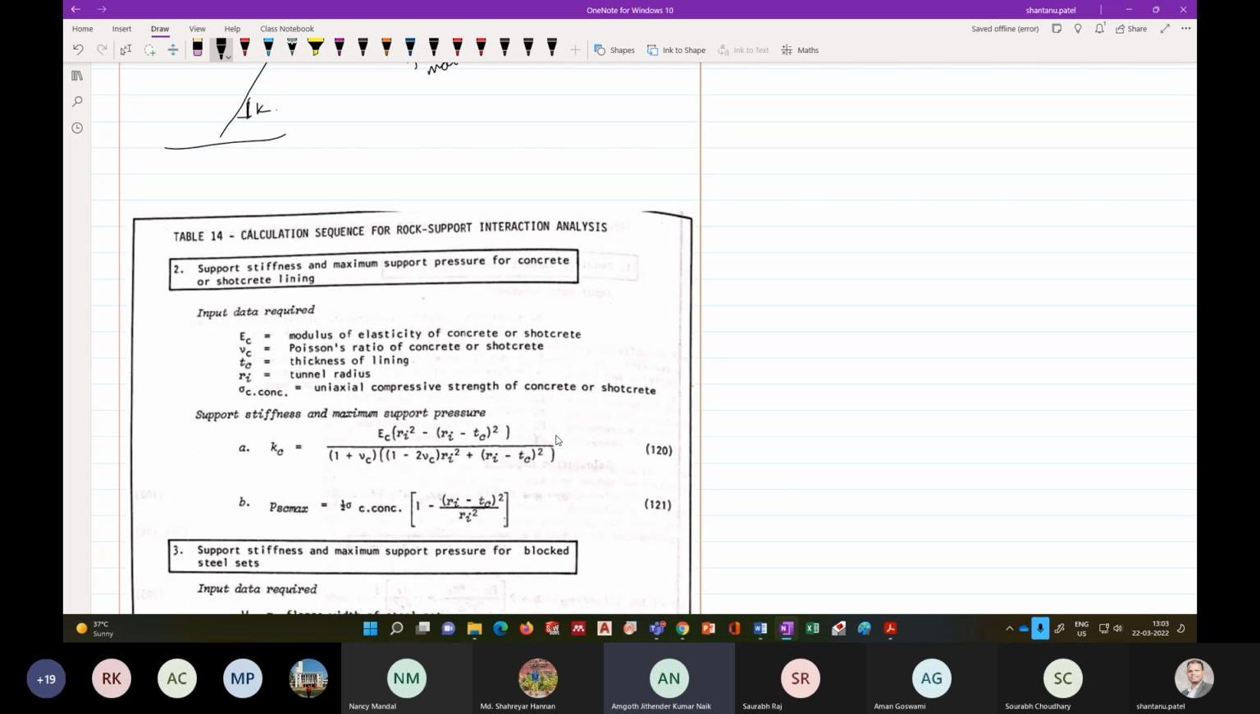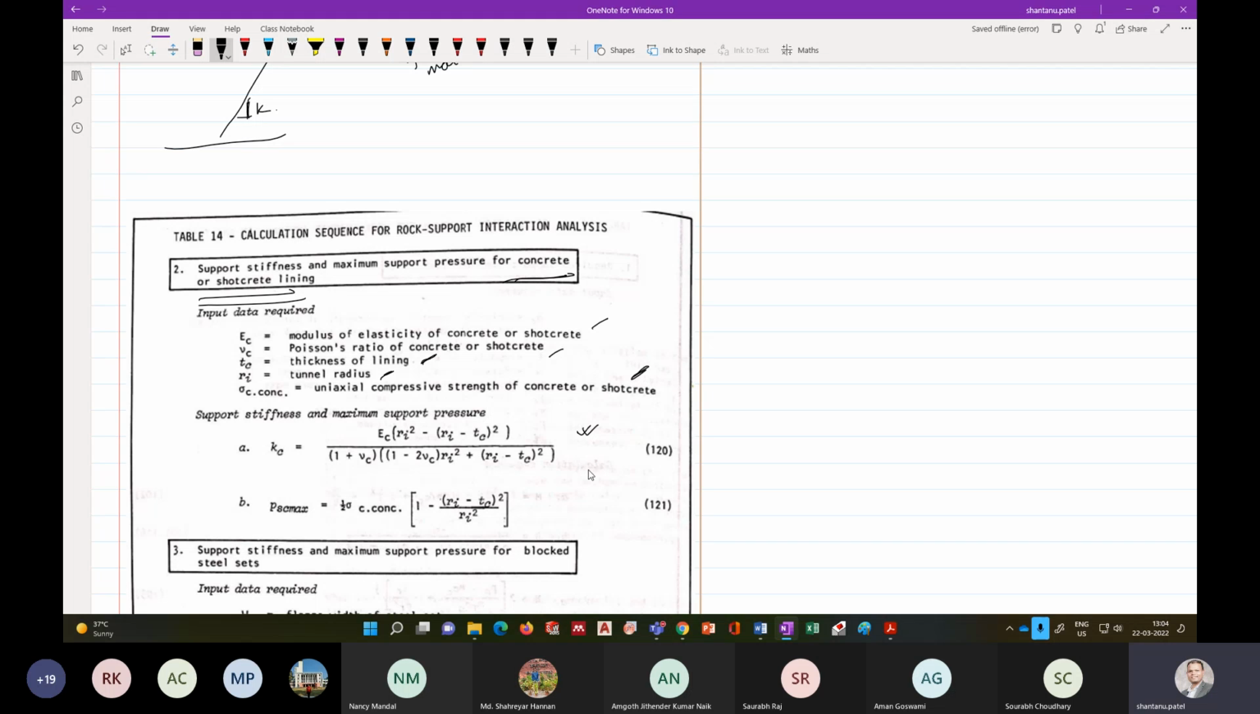Yes, sir. Okay, so let's say for concrete lining or shotcrete lining, how do we get this K value? Okay, the slope of this line is given by this equation here. And for this, you need what is the Young's modulus of the shotcrete or concrete, what is the Poisson's ratio of the shotcrete and concrete, what is the thickness of the lining, and what is the radius of the tunnel, and what is the uniaxial compressive strength of shotcrete or concrete.